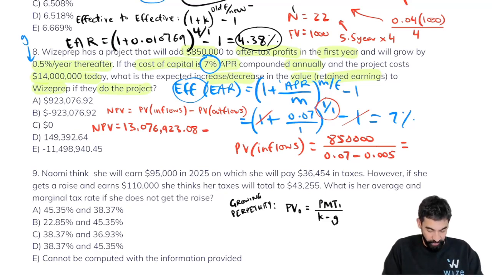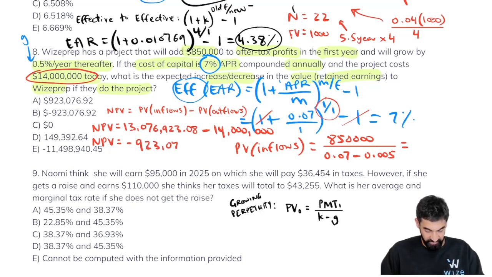But what is the present value of your outflow? What you have to pay today is 14 million. So you don't need to calculate present value because that's today. So that's already discounted. You don't need to discount it back. So in this case, your NPV will come out to be negative. If you do 13,076,000 minus 14 million, that gives me negative 923,076.92, which is B.